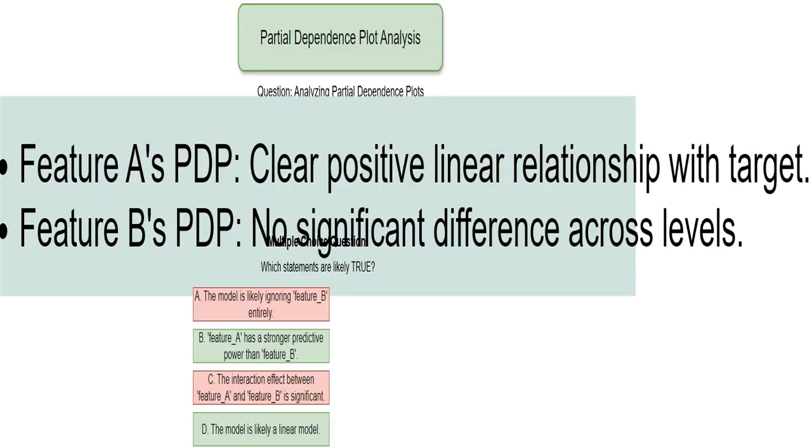From the plots, I see that feature_A has a clear positive linear relationship with the target variable. As feature_A increases, so does the prediction. However, feature_B shows almost no change in the prediction across its 3 levels. The plot is essentially flat.